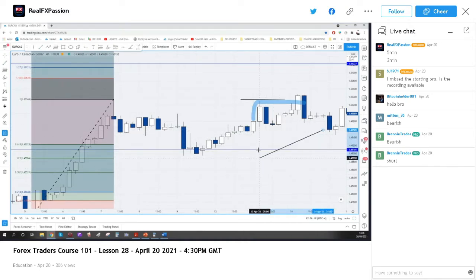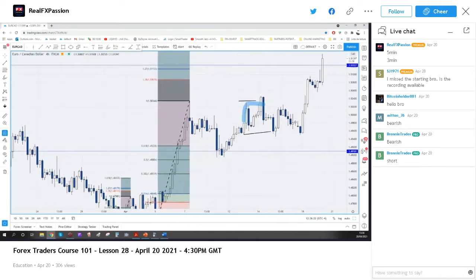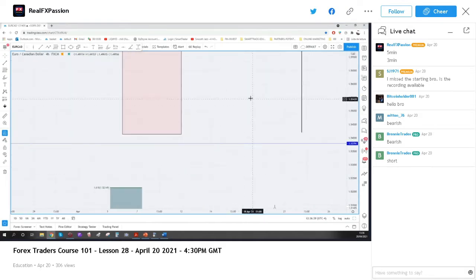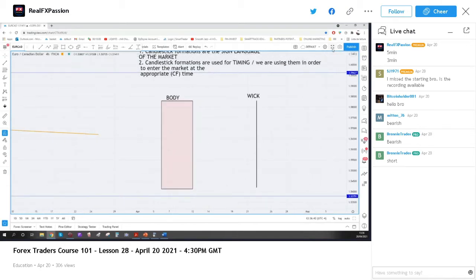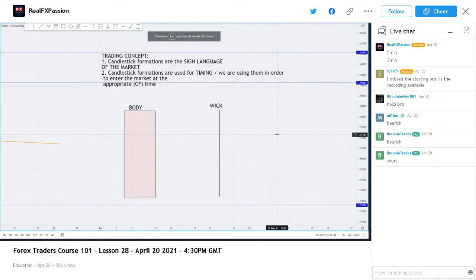So, right direction, because the market went my way lastly. It's moving according to the Fibonacci sequence, which we are going to learn in future lessons. But wrong timing. The time was not right. Okay, beginner traders, so one more for you, these are called candles and candlestick formations.